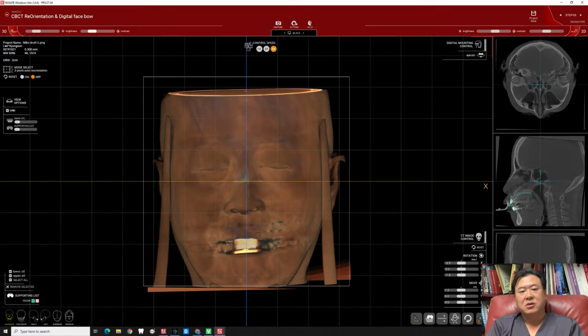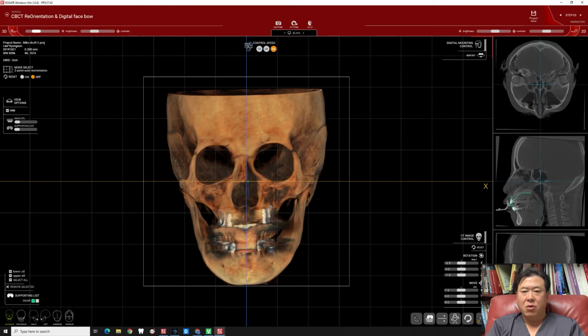CBCT orientation is toward the machine when the patient was standing inside the CBCT gantry. Therefore, the orientation of CBCT does not have any meaning. Now, I need to reorient this CT scan data toward dentofacially meaningful planes, and that's called CBCT reorientation.